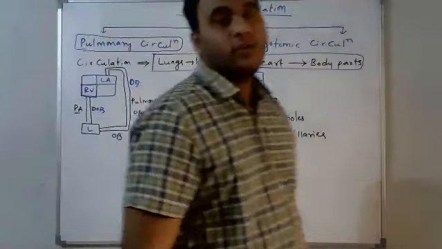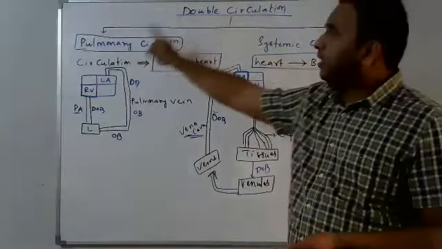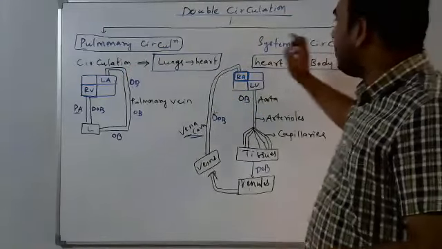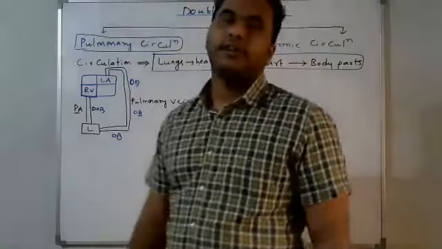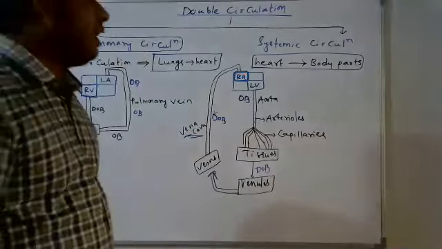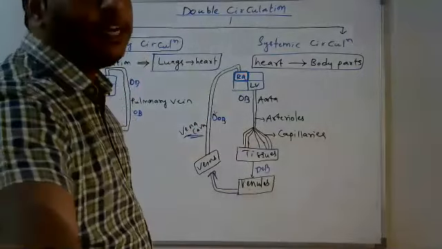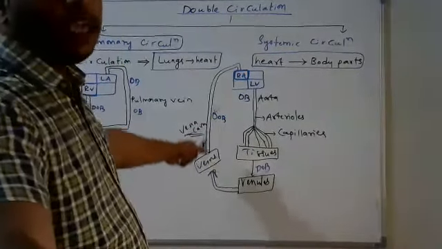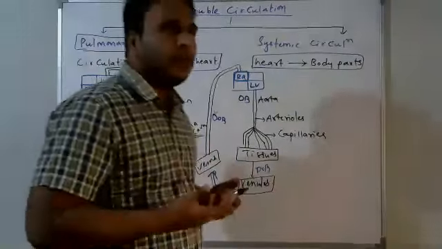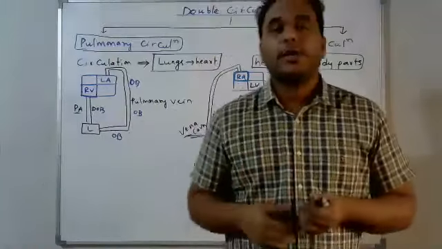Okay. So double circulation is equal to pulmonary circulation plus systemic circulation. This is nothing but double circulation. And since our heart exhibits the circulation two times, our heart is called a double circuit heart.